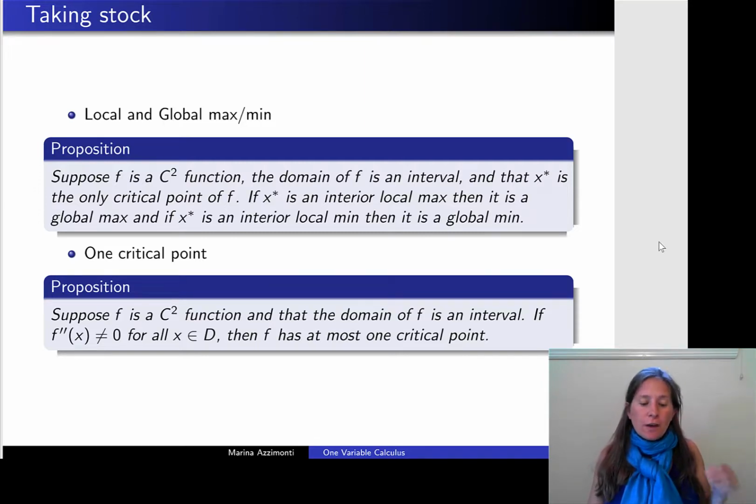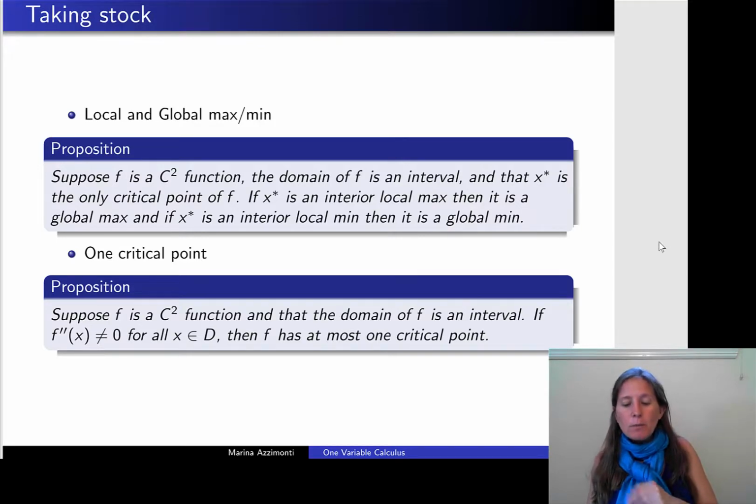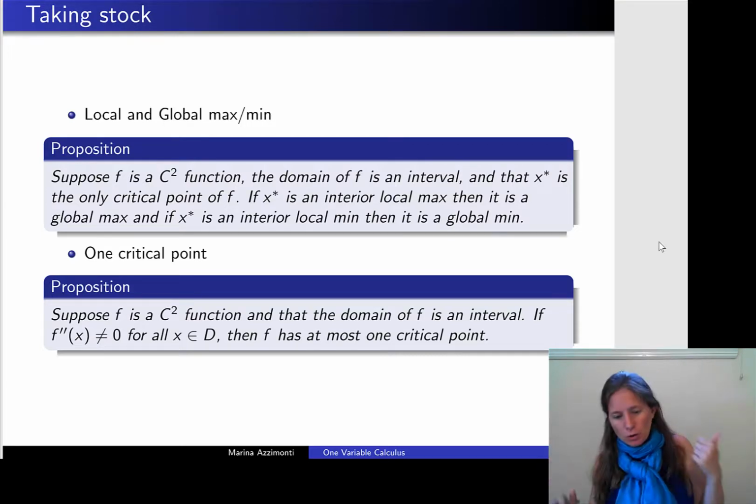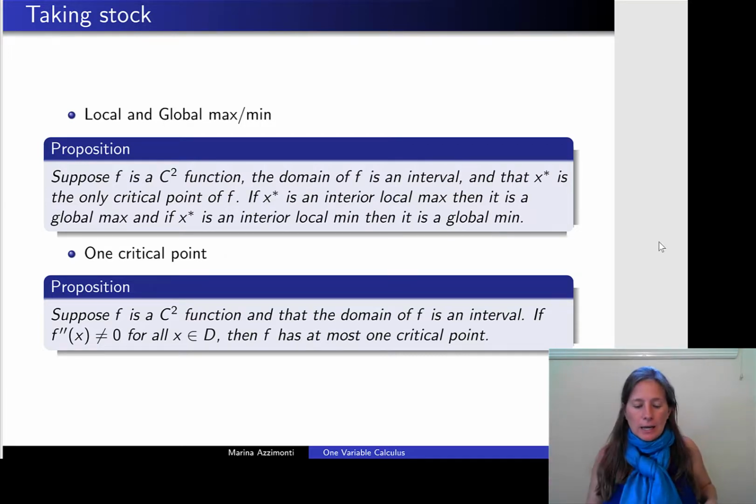Okay? If x star is an interior local minimum, then it is going to be a global minimum. So if you have the function defined over some open interval, and in that interval you find either a local global maximum or minima, and it's the only one, then those are going to also be global. So that's result number one.